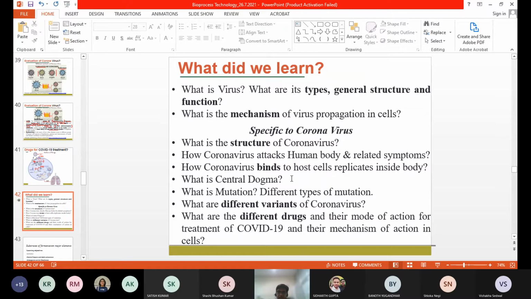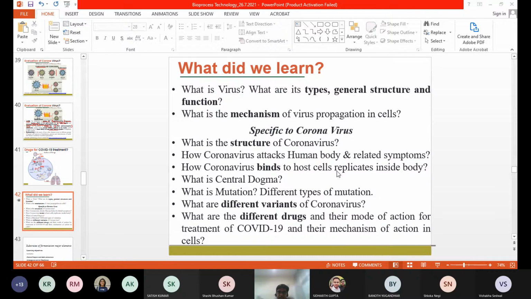We also studied what the central dogma is, what a mutation is, the different types of mutations, and how these mutations lead to the formation of different variants of the coronavirus. And then we saw the different drugs that are there and their modes of action, meaning how they are helping or inhibiting the virus infection as well as the propagation, or the replication or multiplication, of the viruses. So we have seen this in detail. Let us have a discussion in today's class.